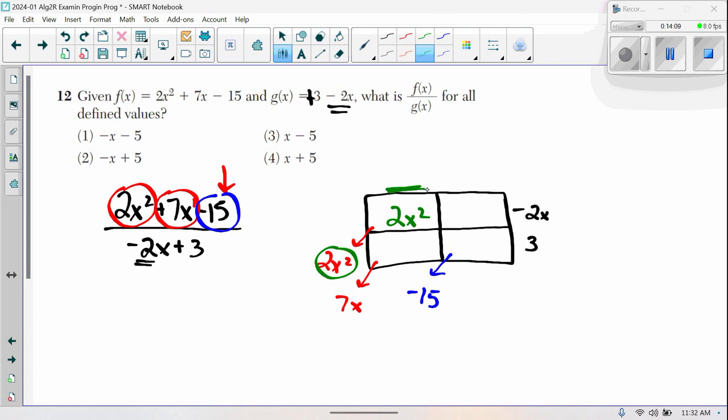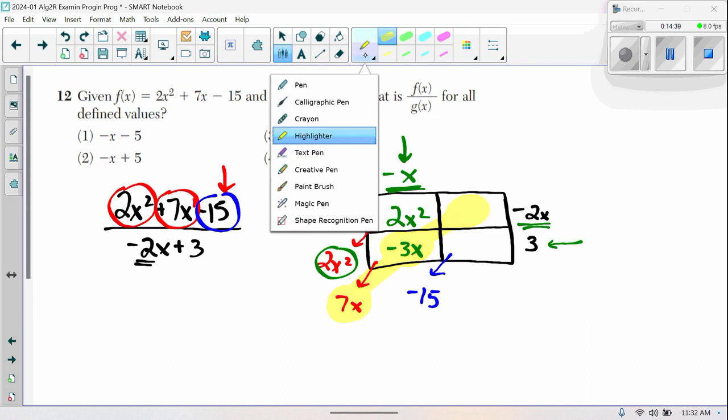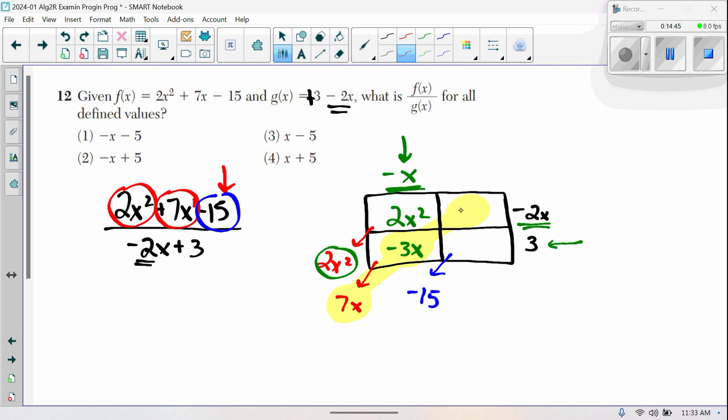So what do I multiply negative 2x by so that I get 2x squared? Negative x. All right? Now that I found that out, I can take the numbers on the outside and always multiply. Negative x times 3 is negative 3x. The insides always add together. What do I mean? This plus my negative 3x should output the 7x. So what do I add to negative 3x to get me 7x? Well, kids, that is a 10x. So 10x, and I take away 3x gives me 7x. All right?